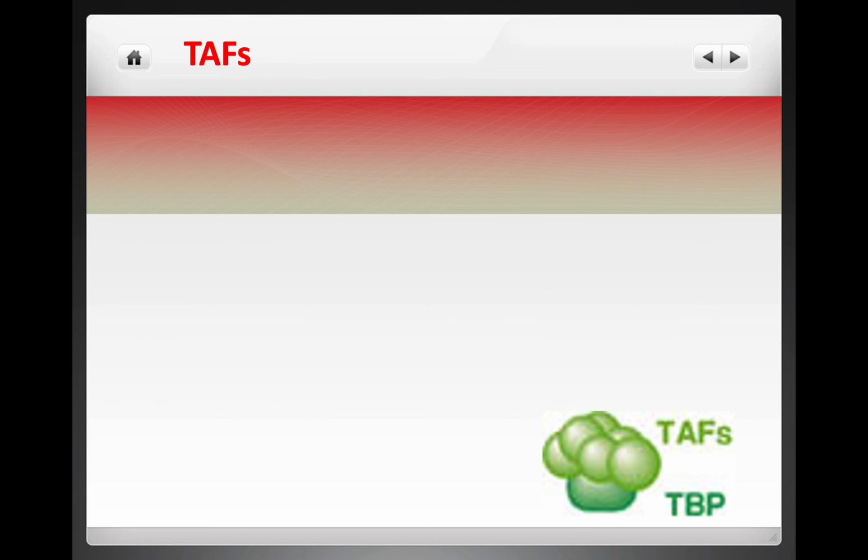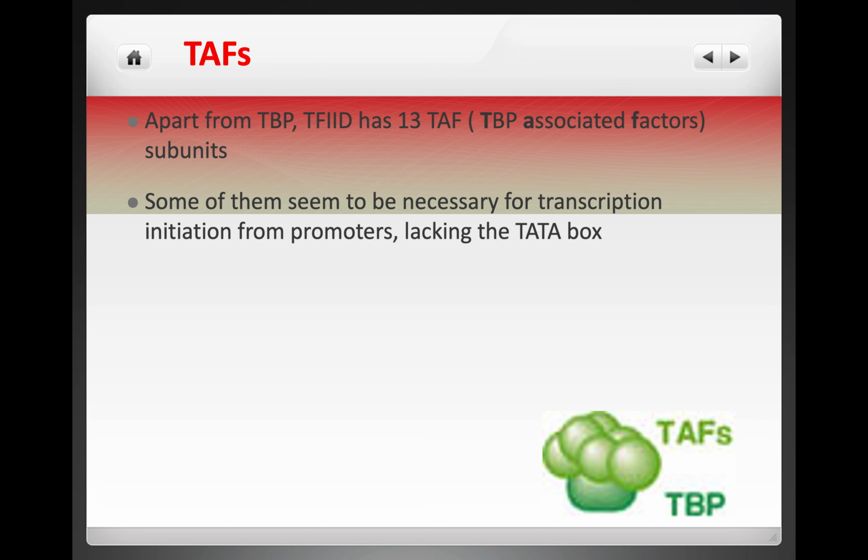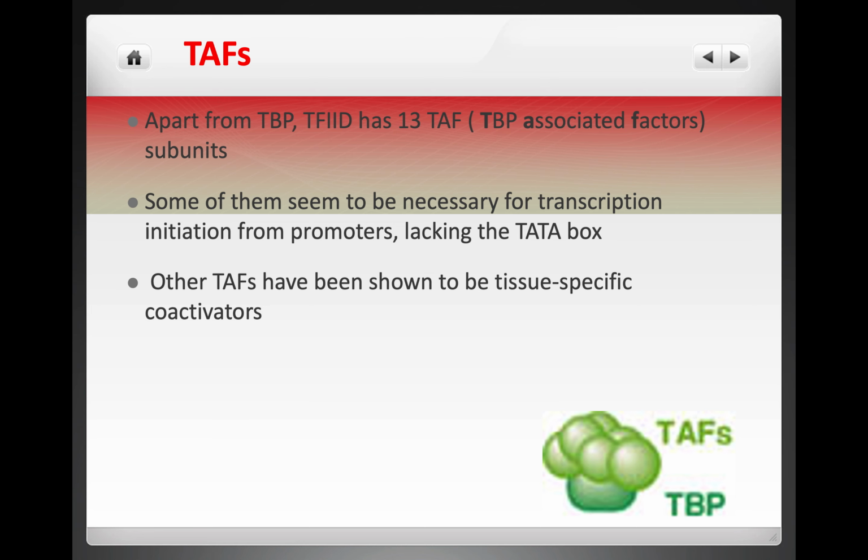Alright, so moving on to other transcription factors. Basically they are TBP, or TATA box binding protein, associated factors, so it's called TAF. There are 13 types of TAF. Wow, apart from 6, we now have another 13 to add to your misery. Some of them seem to be necessary for transcription initiation from promoters which lack the TATA box. Others have been shown to be tissue-specific co-activators.